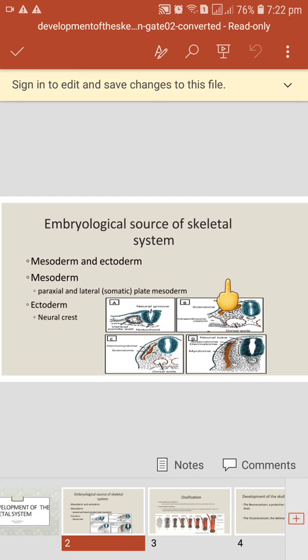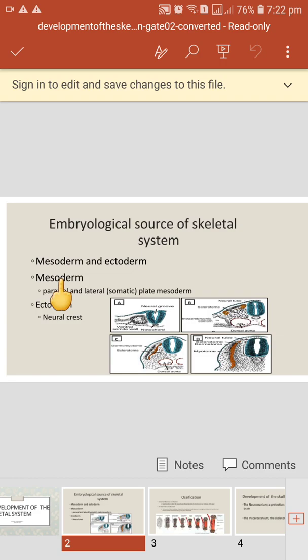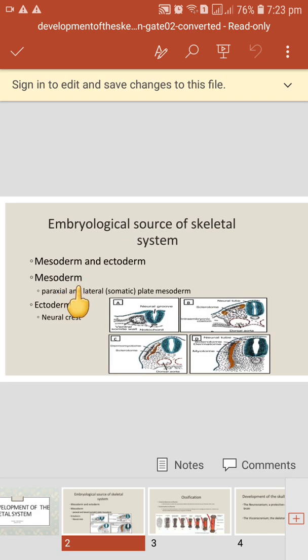Today we will study the development of the skeletal system. For the skeletal system, first of all we should know what the derivatives of the skeletal system are. These are from the mesoderm and ectoderm. From the mesoderm, the paraxial and the lateral plate mesoderm will participate in the formation of the skeletal system. And in case of ectoderm, neural crest cells will participate.